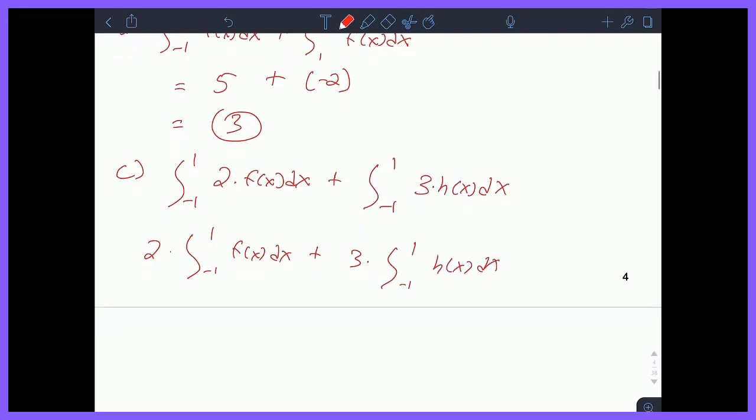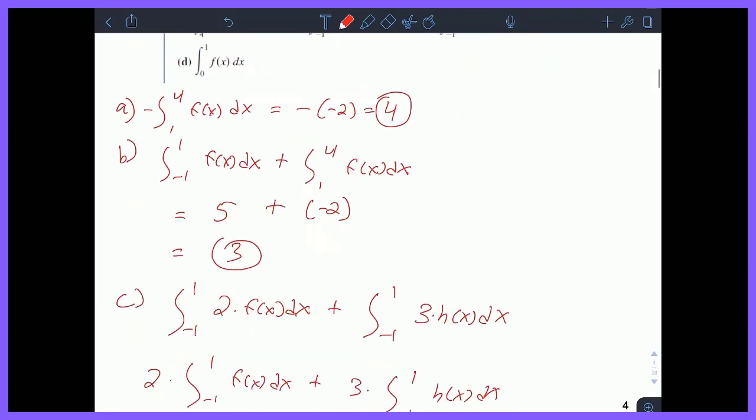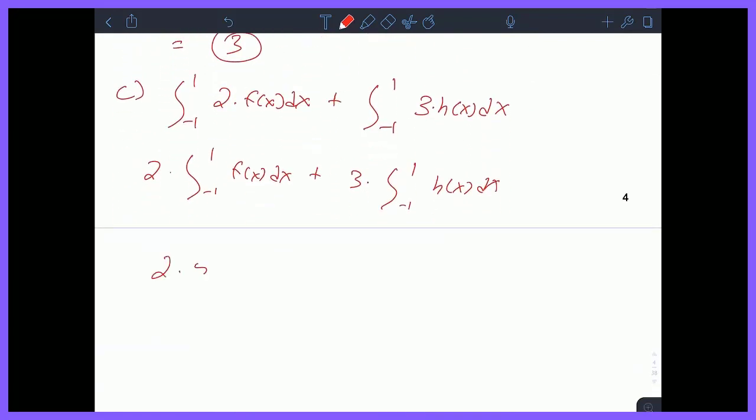And I know the values. The integral from -1 to 1 of f is 5, and of h is 7. So this is 2 times 5 plus 3 times 7, which is 10 plus 21, which is 31. So the integral in C is equal to 31.